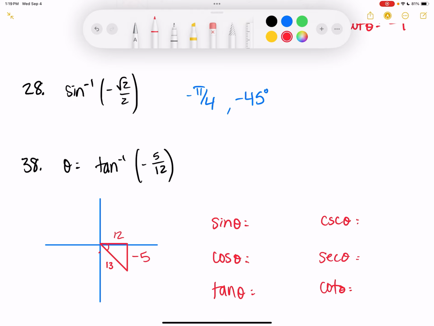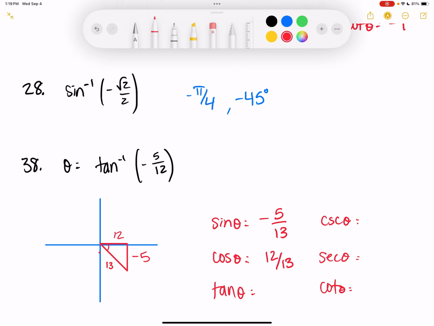Sine theta. Negative 5 over 13. Cosine. 12 over 13. Tangent. Negative 12 over 5. Wait, no. I mean negative 5 over 12.